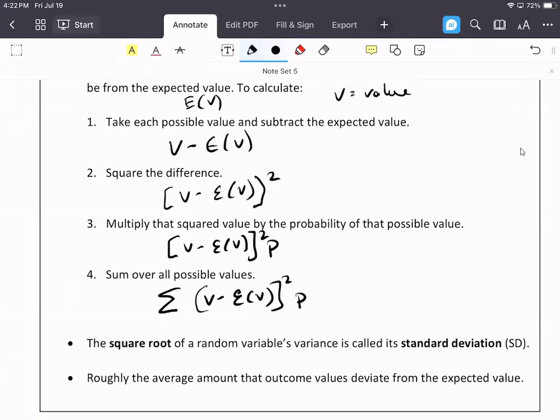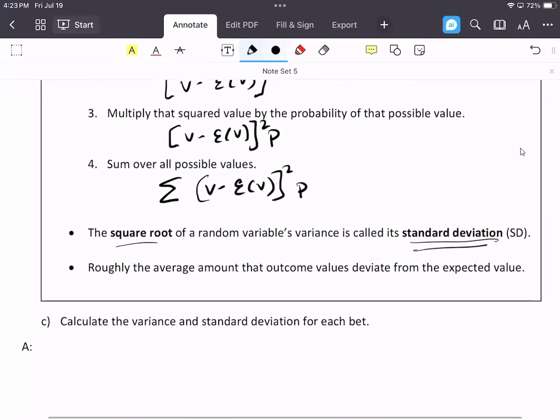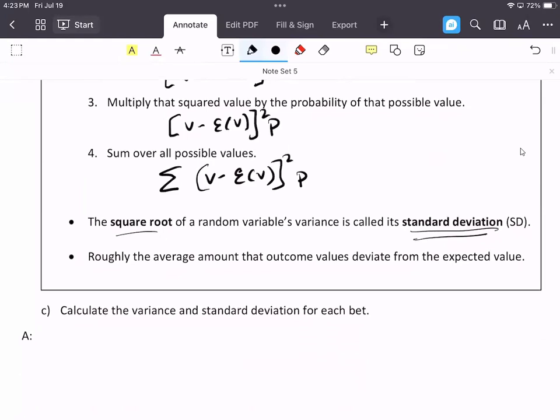And this is your variance. Now the square root of that gives us the standard deviation. It's roughly the average amount that outcome values deviate from the expected value. Calculate the variance and standard deviation for each bet.